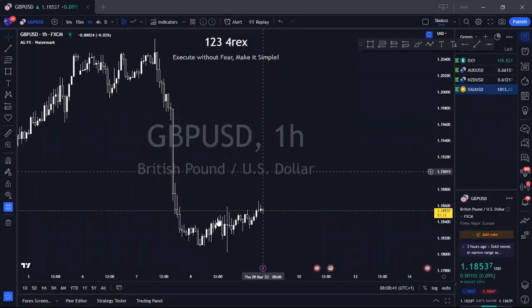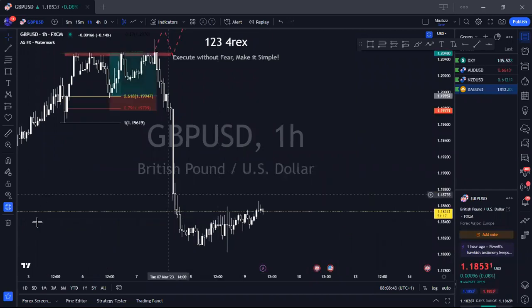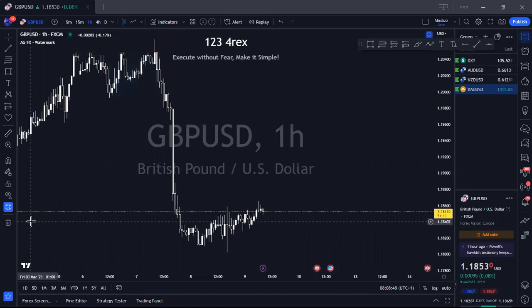GBP USDT is flat. Its consolidation is even worse than the other pairs. That thing that had job yesterday was also annoying. It cost me a lot.